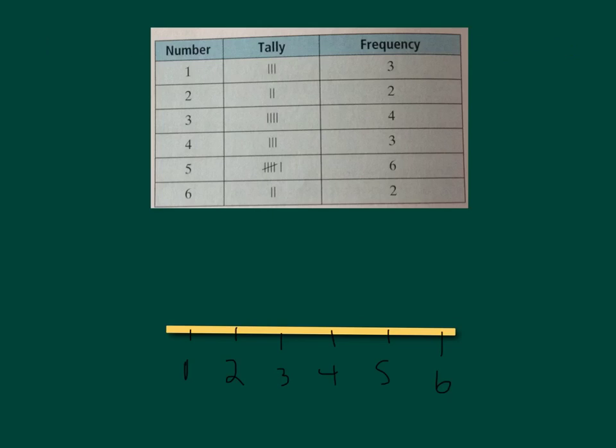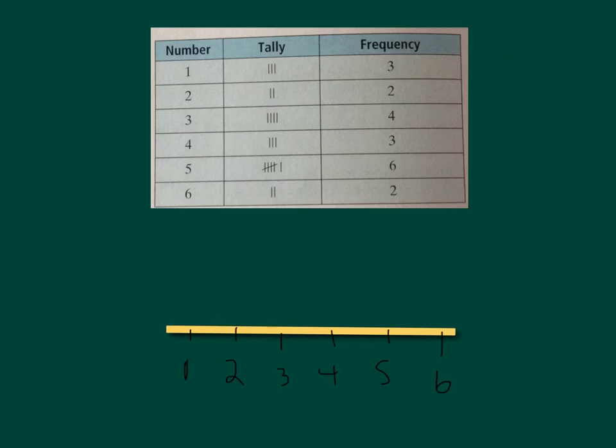So now what I'm going to do with that frequency table is I'm going to take the information and put it into a line plot. A line plot's a pretty simple idea. As you can see, it looks a lot like a number line. I have 1, 2, 3, 4, 5, 6 on a number line. That's our line plot. Okay.